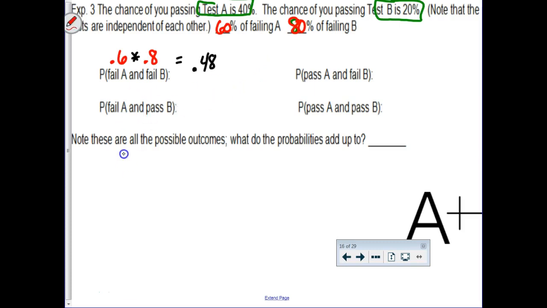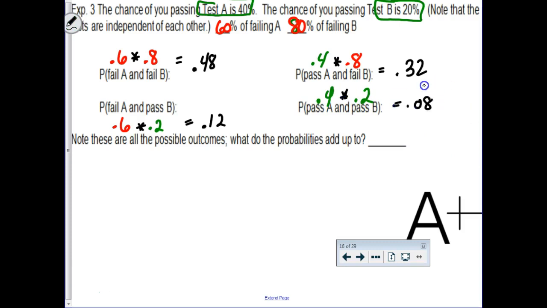All right, failing A would be 0.6, and passing B would be 0.2. So multiplying those together, you get 0.12, so a 12% chance of failing A but passing B. And then passing A, let's see, that's 40%, so 0.4. Failing B is 80%. Multiplying those together, you get 32%. And then passing both tests, this is really depressing. 0.4 and 0.2. And when you multiply those together, you have a 0.08, so 8% chance of passing both tests.